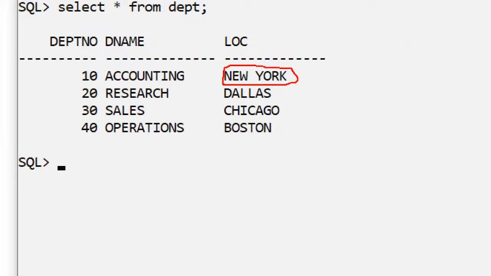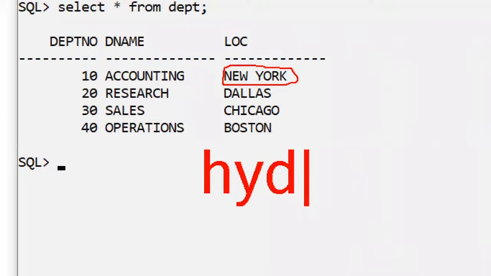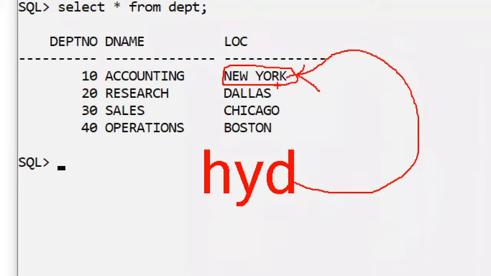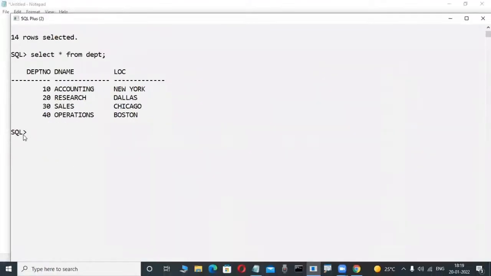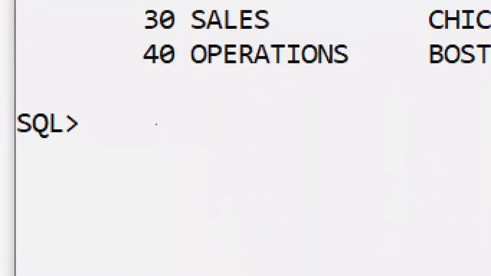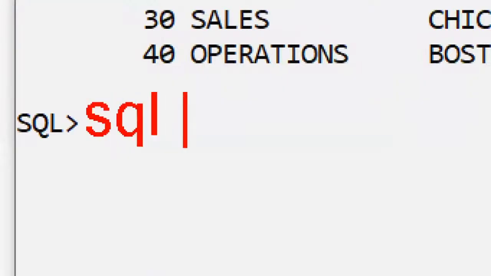In my project, today I want to change this New York location into Hyderabad as the location in my project. I want to change this in the relational database. How can I do it? Just at the SQL prompt, using the SQL language. SQL is a very easy language. How? I will tell you.